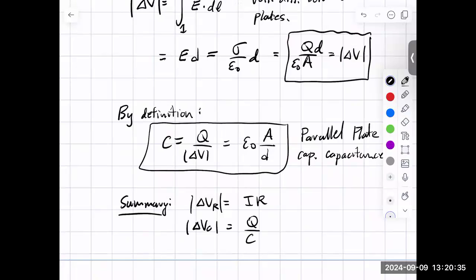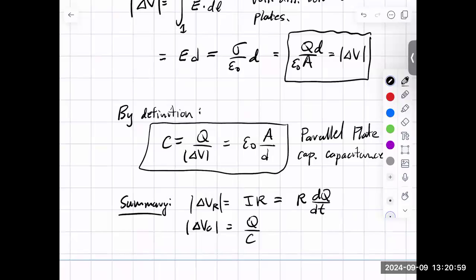But Q and I are not completely independent. How are they related to one another? What's the relationship between the two? Yeah, that's right. So we could write this as R dq dt.